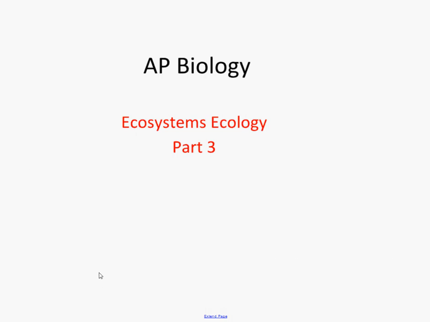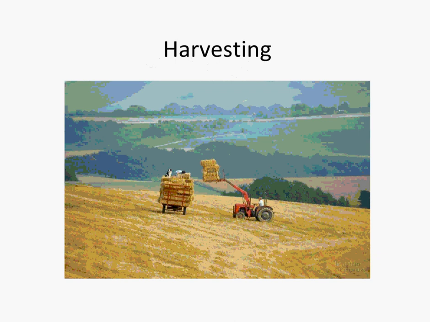So here we're looking at the third part of ecosystem ecology and the last video in this unit. And so we're wrapping up ecology here. And basically this video will be relatively short, talking about human impact on the ecosystems. We talked about harvesting, so we don't need to go a whole lot more here.